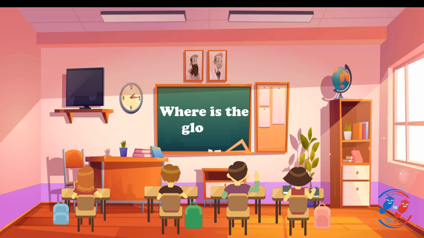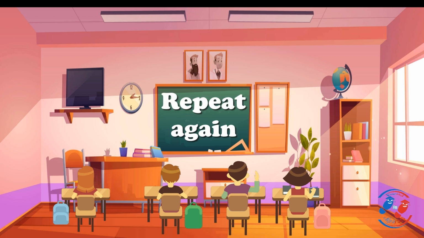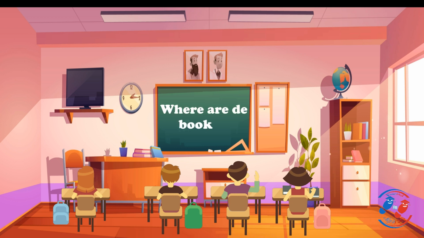Where is the globe? The globe is onto the bookcase. Repeat again. Where are the books? The books are on the desk.